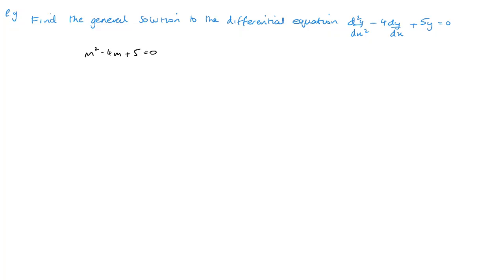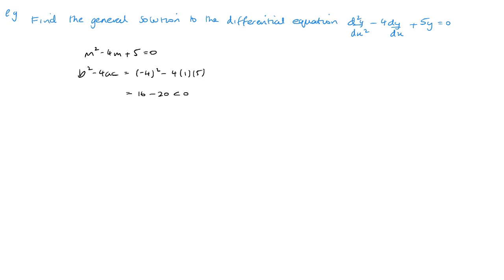So 1 times 5 will give me 5, and 1 take away 5 will give me minus 4. But to get a positive 5 at the end, they either have to both be positive or both negative, which doesn't work. So let me just check b squared minus 4ac to see what happens. We've got minus 4 squared minus 4 times 1 times 5. So I've got 16 minus 20, so less than 0.